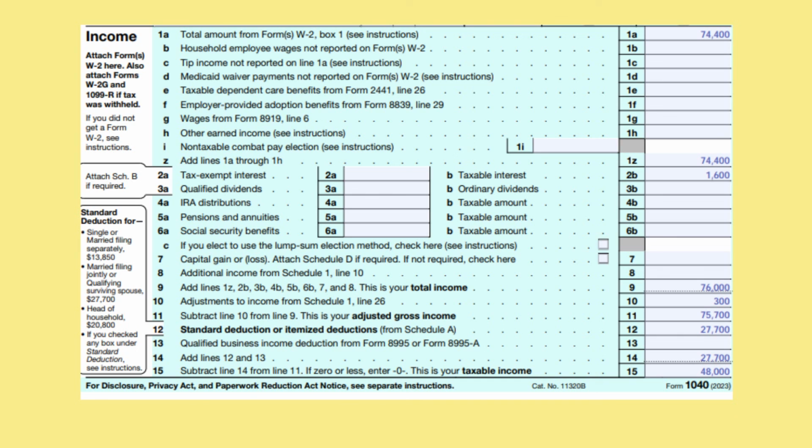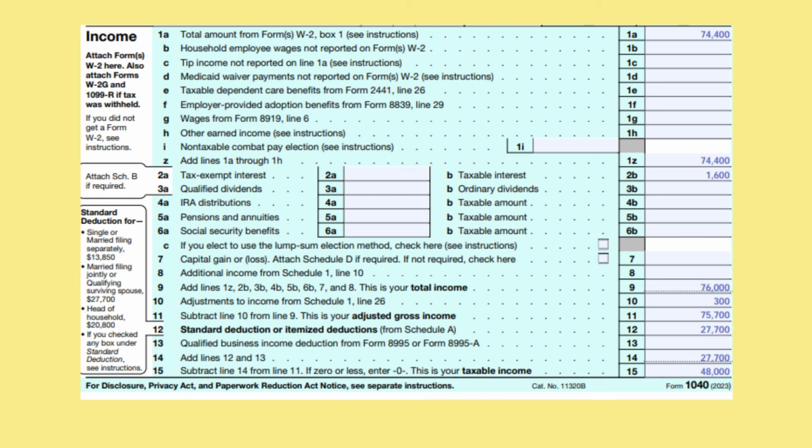On line 1G, enter your wages from Form 8919, line 6. These are wages that you earned from your employer, where your employer was treating you as an independent contractor by mistake and they should have been wages reported to you on a Form W-2. On line 1H, enter any other earned income. One example is strike or lockout benefits.